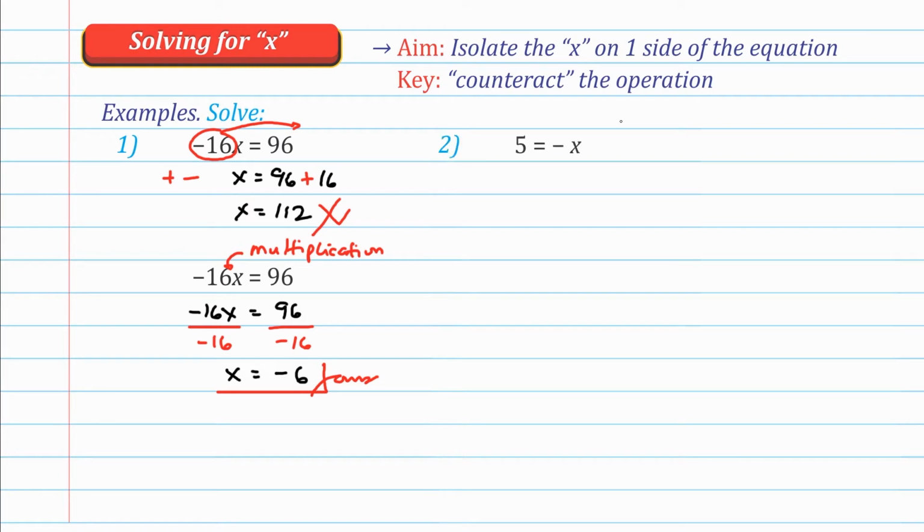Let's try to solve for x in number 2. We are given 5 is equal to negative x. Now, you might ask me, Sir, if we want to isolate x on one side of the equation, isn't x isolated already? Di ba? Mag-isa na lang niya sa right side? Unfortunately not, because take note, meron pa siyang kasamang negative. Negative x is different from x.